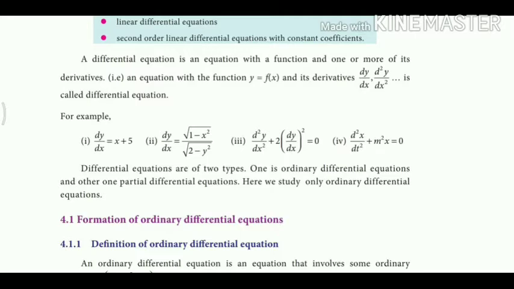So for example, here some examples are given. dy by dx equal to x plus 5, or dy by dx equal to root of 1 minus x square divided by root of 2 minus y square, or it may be d square x by dt square plus m square x equal to 0. These are the examples for differential equation. So differential equations are of two types. One is ordinary differential equation and another one is partial differential equation. But we are going to see only ordinary differential equation in this chapter.